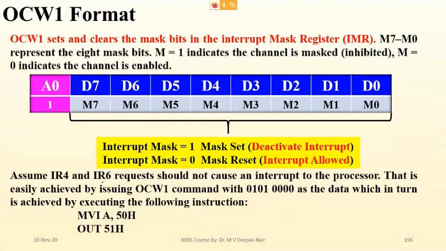So don't worry about this particular address, why it is 51. It is assumed that particular chip select is having that circuitry which makes it look like 51. Okay. Now, we can mask or unmask, so simply ICW1 to mask or unmask any particular interrupt.